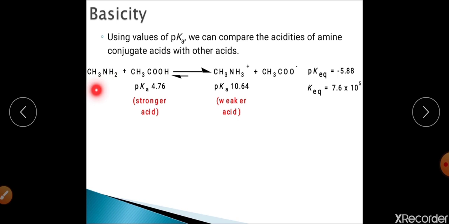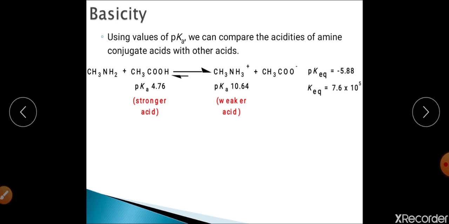For example, this is your methylamine, and when this methylamine reacts with acetic acid, it will form this, that is CH3NH3 positive, meaning it will accept the H positive, and acetic acid will lose the H positive. When we compare the pKa values, one comes out to be 4.76 and the other comes out to be 10.64. So we know that this is a stronger acid as compared to this one, and this is a weaker acid. So we can find out the pKa value, or we can find out the pKb value.